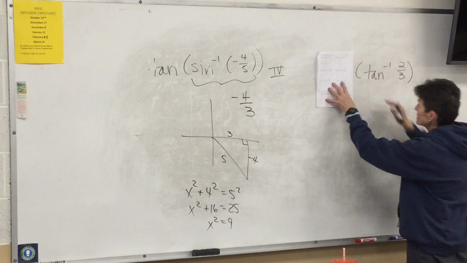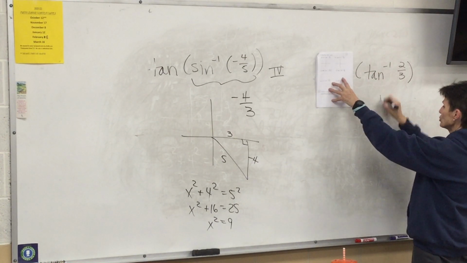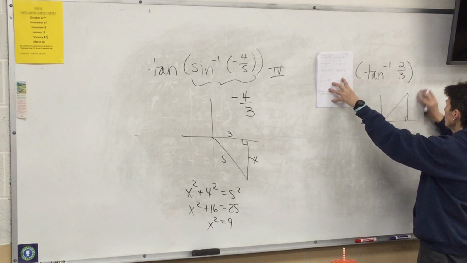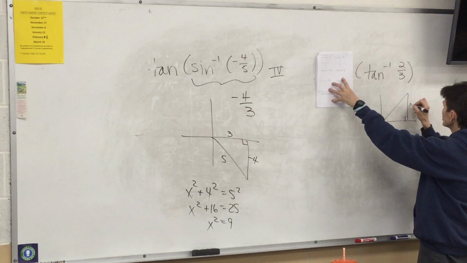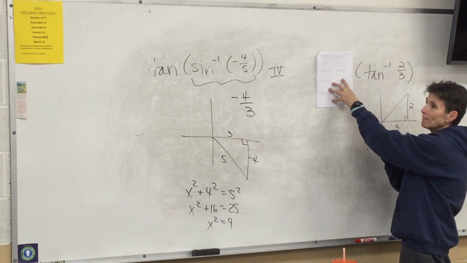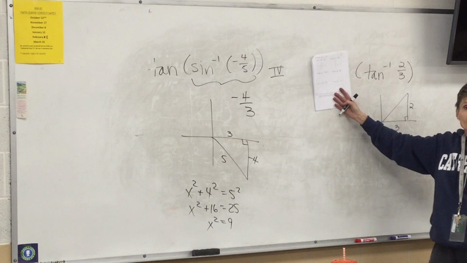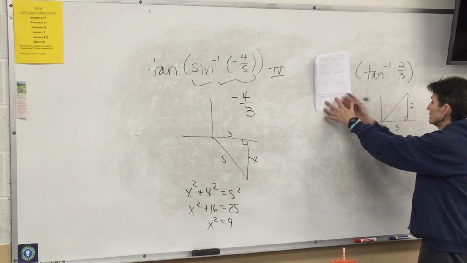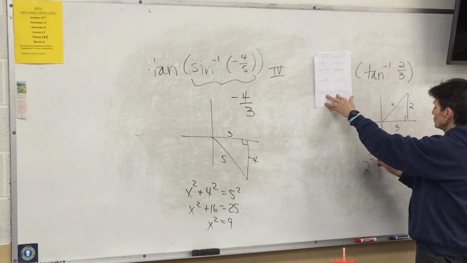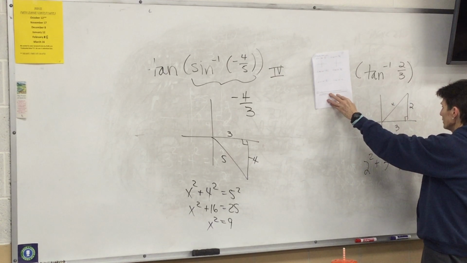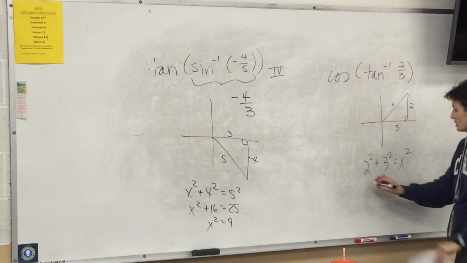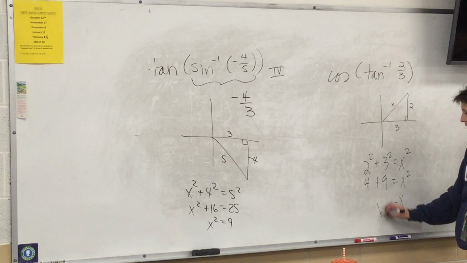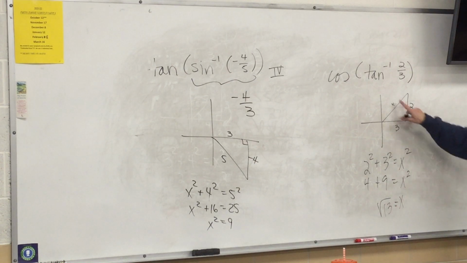So always start in the parentheses. We're going to draw a picture of an angle, and that's a positive, so we're going to draw it right here in quadrant 1. And the tangent is 2/3. So opposite over adjacent is 2/3. Now I'll do my Pythagorean theorem. 2 squared plus 3 squared equals x squared. So 4 plus 9. So it looks like it's going to be the square root of 13.